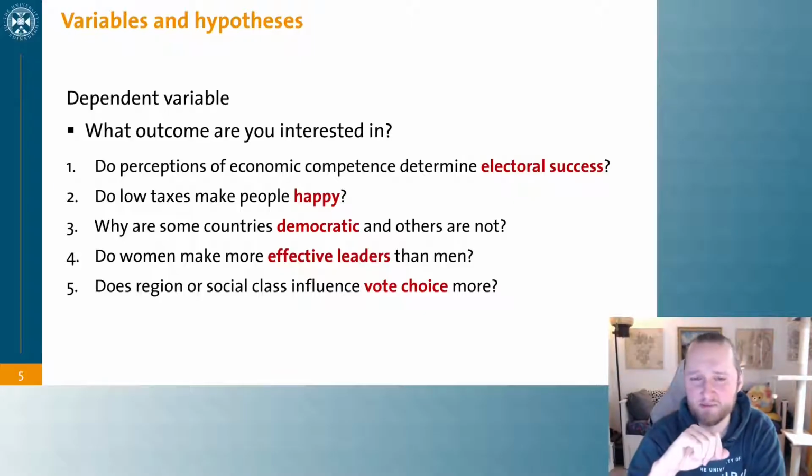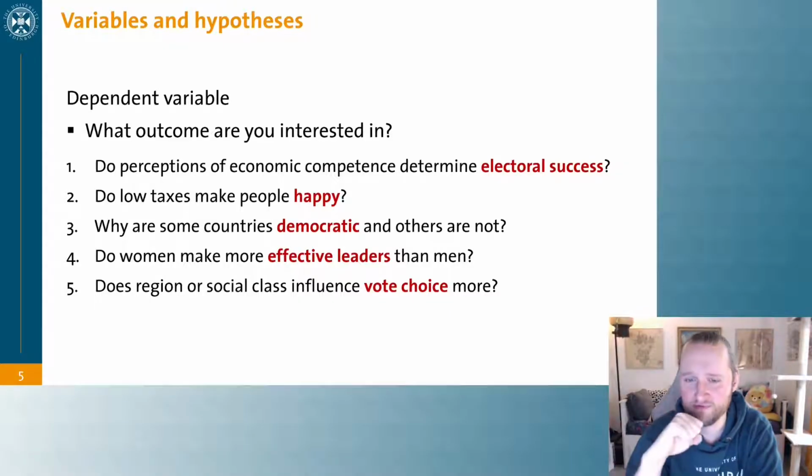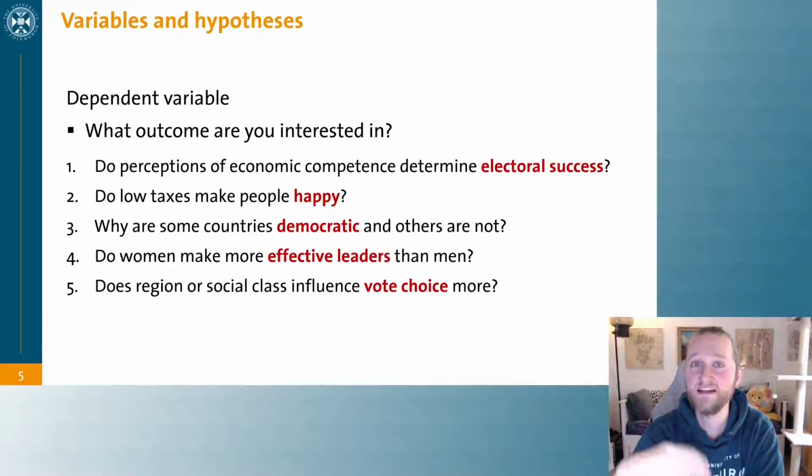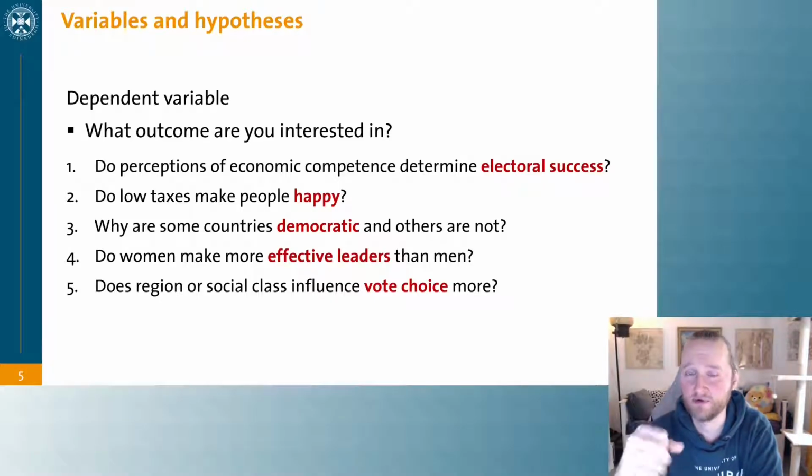The second one is a little bit more tricky, maybe. Do low taxes make people happy? In this case, it's people's happiness, however we could measure this. And another example here, for question 3, the dependent variable is probably fairly straightforward because it's stated really explicitly here. It's the level of democracy, essentially, or the presence of democracy or not.